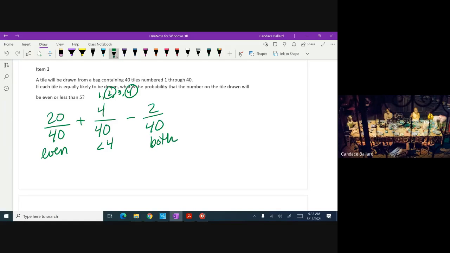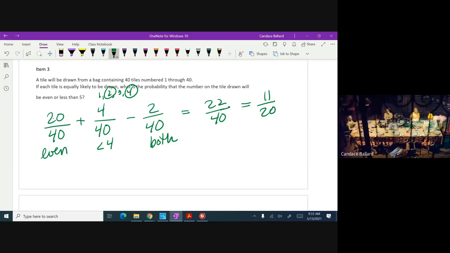All right, let's do the arithmetic and see if we can get our arithmetic right. So 20 plus 4 is 24, minus 2 is 22 out of 40. So I think it's just 11 out of 20 if we reduce it, right? I'm hoping I'm right on that. I'm going to go check with Mrs. Rondeau and make sure. Not right now, but when we're done, I will go double check.